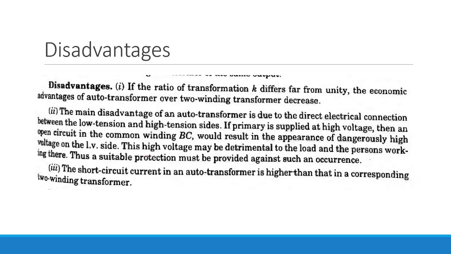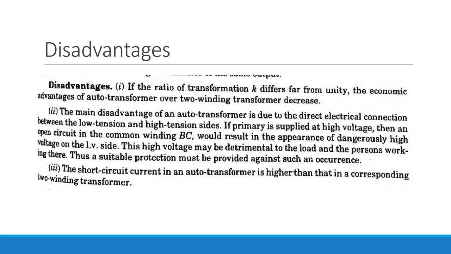Considering this, just try to think what would be the disadvantage. Anyway, let us see what the disadvantages are. If the ratio of transformation K differs far from unity, the economic advantage of auto transformer over two winding transformer decreases. Already we said that when the transformation ratio is near to unity, then it's fine. But when you are moving from unity to some lower values, at that time it is not preferable.